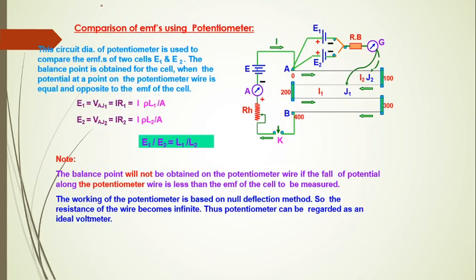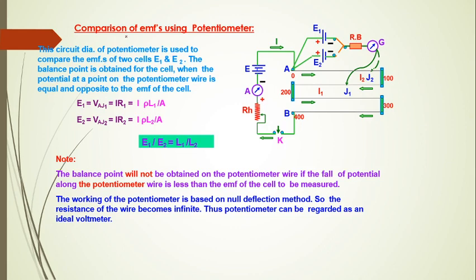The first application is to compare the EMF of two cells by using the potentiometer. Two cells E1 and E2 whose EMF is to be compared are connected in parallel to each other. Both the positives of E1 and E2 are connected to point A. The negative is connected to a two-way key, then a resistance box to protect the galvanometer from high current, and this is a jockey. And in another circuit, this is known as the driver battery E, whose EMF is always greater than E1 and E2. Positive is connected to A, and the negative is connected to the ammeter, rheostat, and then key, through the key it is connected to point B.